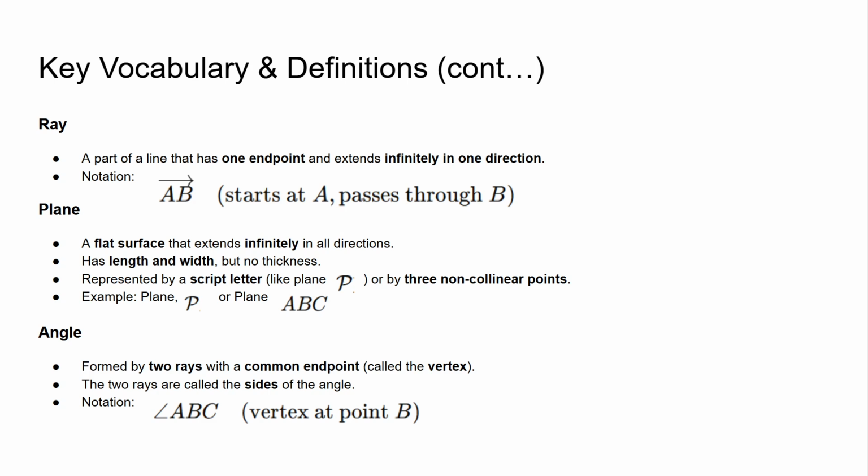Key vocabulary and definitions continued. Ray, a part of a line that has 1 endpoint and extends infinitely in one direction. Notation: the ray AB starts at A and passes through B.